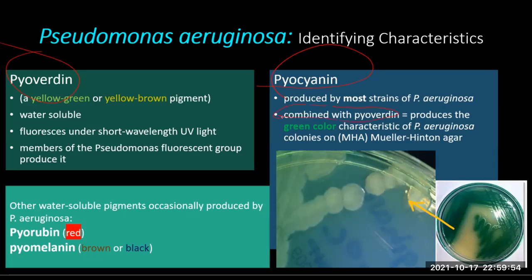Pyocyanin combined with pyoverdin produces the green color, which is characteristic of Pseudomonas aeruginosa colonies on Mueller-Hinton agar. So the very pretty green colonies on MHA. And other soluble pigments are occasionally produced by Pseudomonas aeruginosa. We have pyorubin, so rubin is red, and we also have pyomelanin, which could be brown or black. Verdin is green, cyanin is blue.